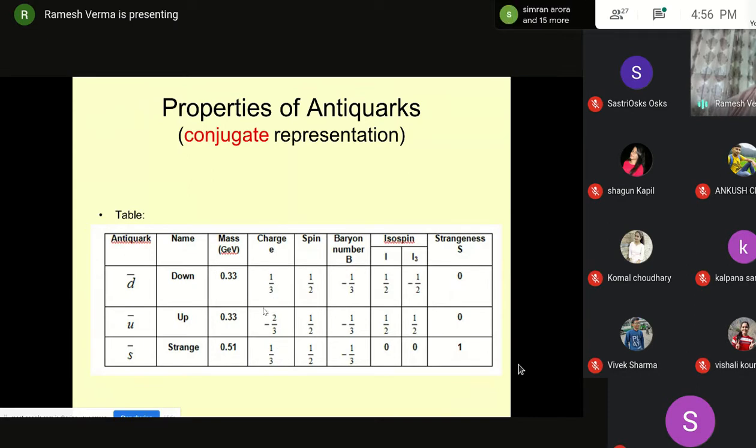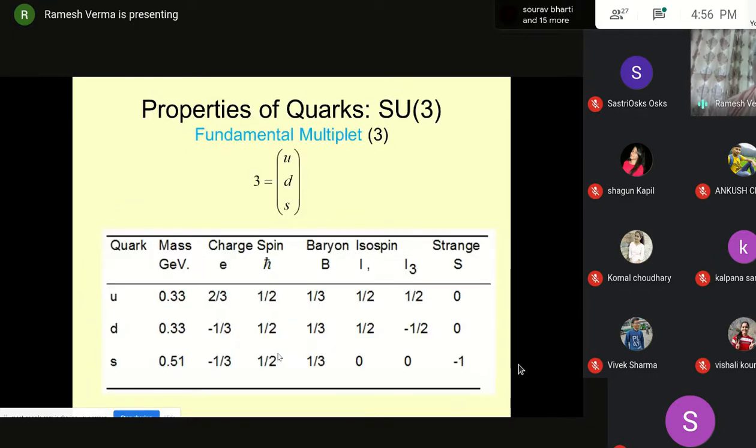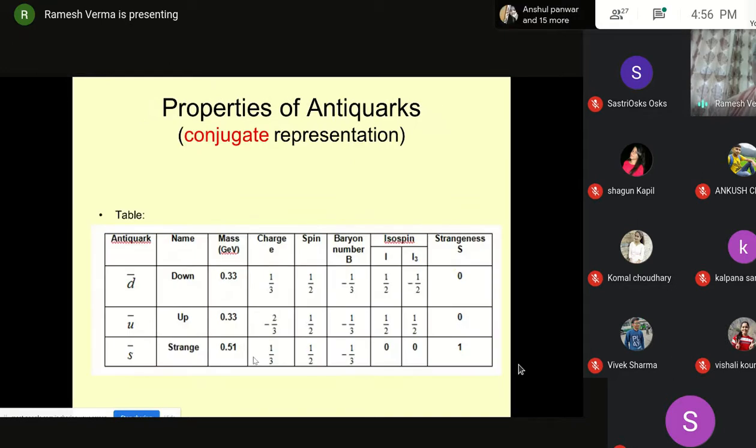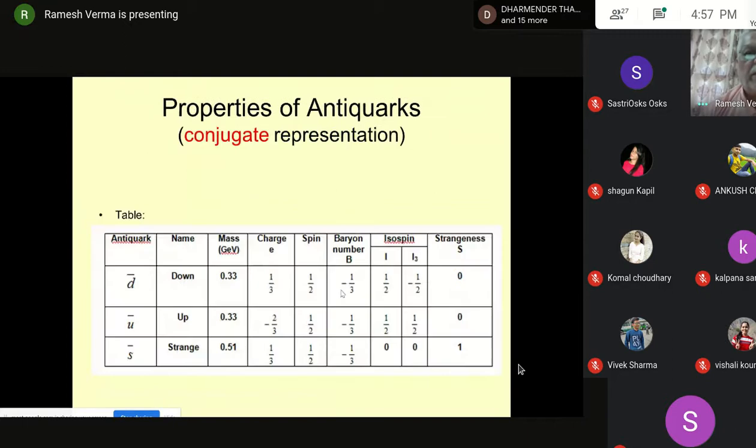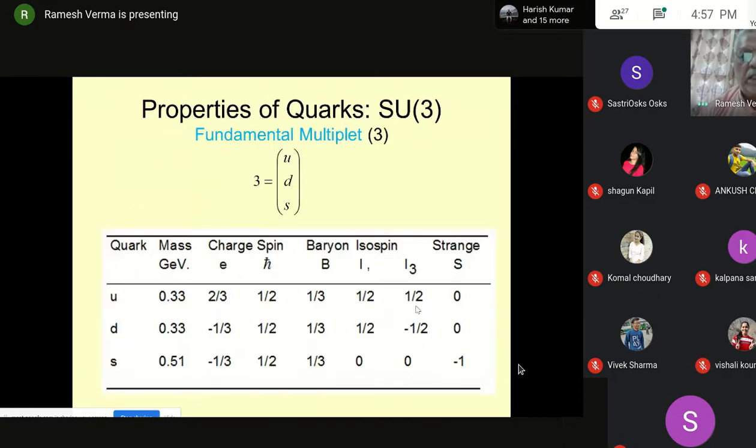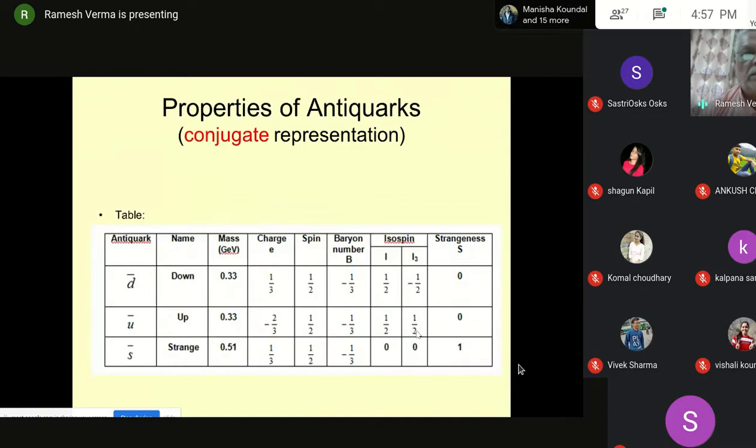The U quark had charge plus two thirds, now it has minus two thirds, whereas D and S had charge minus one third, they now have plus one third each. Spin remains the same because it is total spin. Baryon number, here we had one third, one third, one third. Now we have minus one third. In the same way, isospin remains the same, but the third component changes. This is very important here. So the U quark has third component of isospin plus half. Now it has minus half.